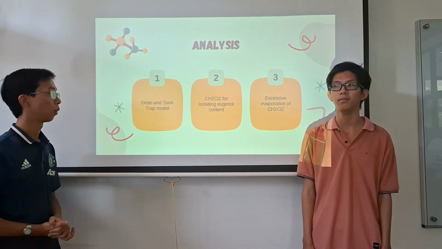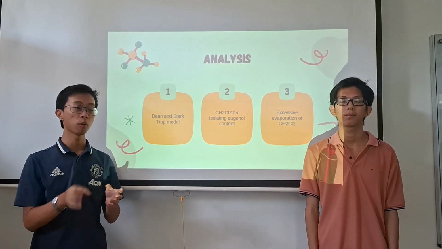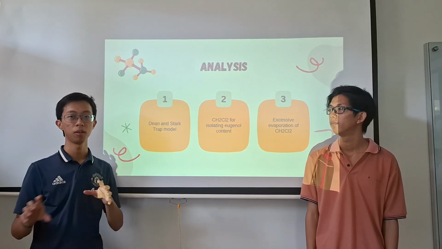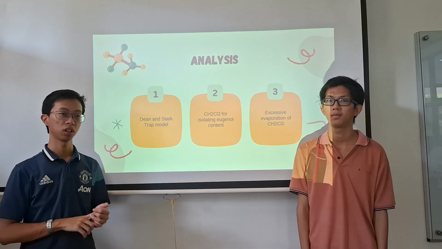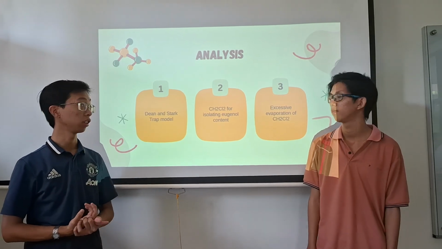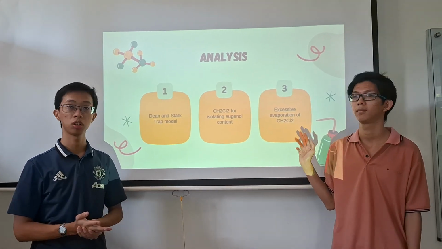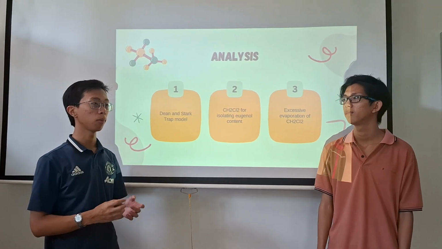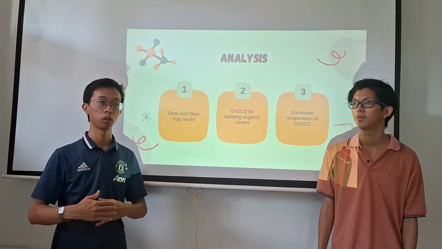In this analysis, the Dean and Stark trap model affects our evaporation time, because the trap is quite long, which increases the time from evaporation to condensation. Next, we have dichloromethane for isolating the eugenol content, as we said before. But excessive evaporation of dichloromethane affects the quantity of eugenol we get, because if we evaporate the dichloromethane too long, we get less eugenol content.